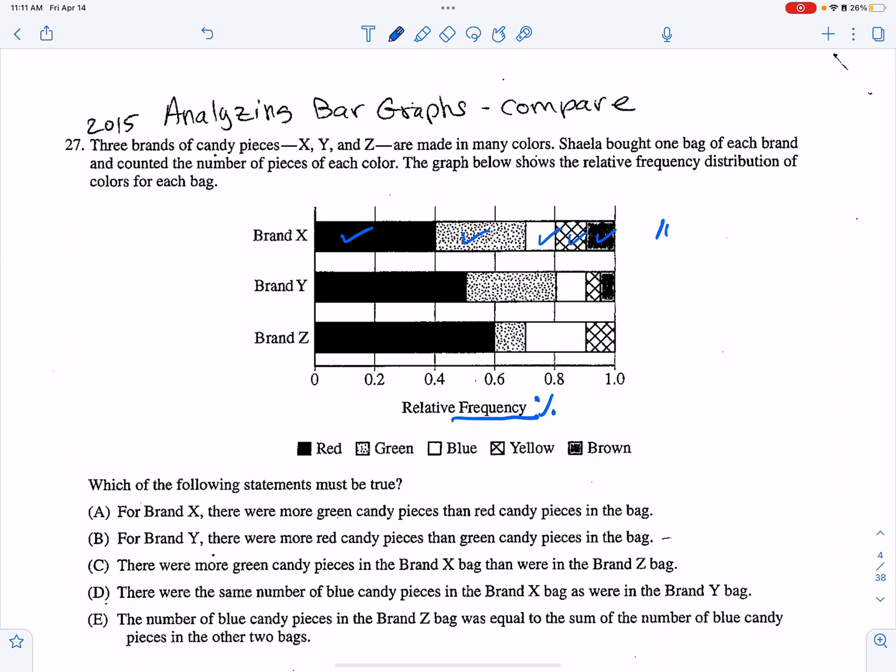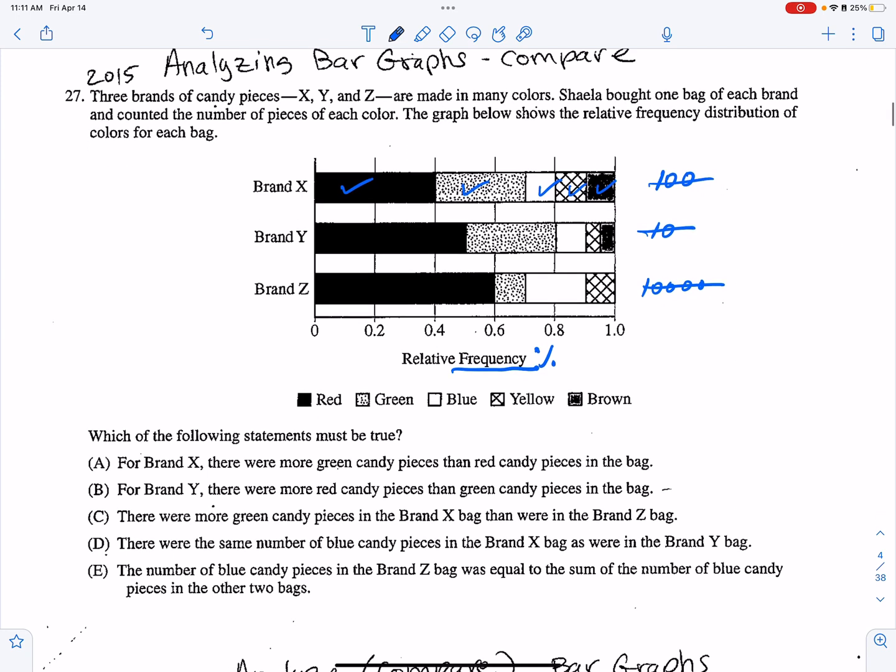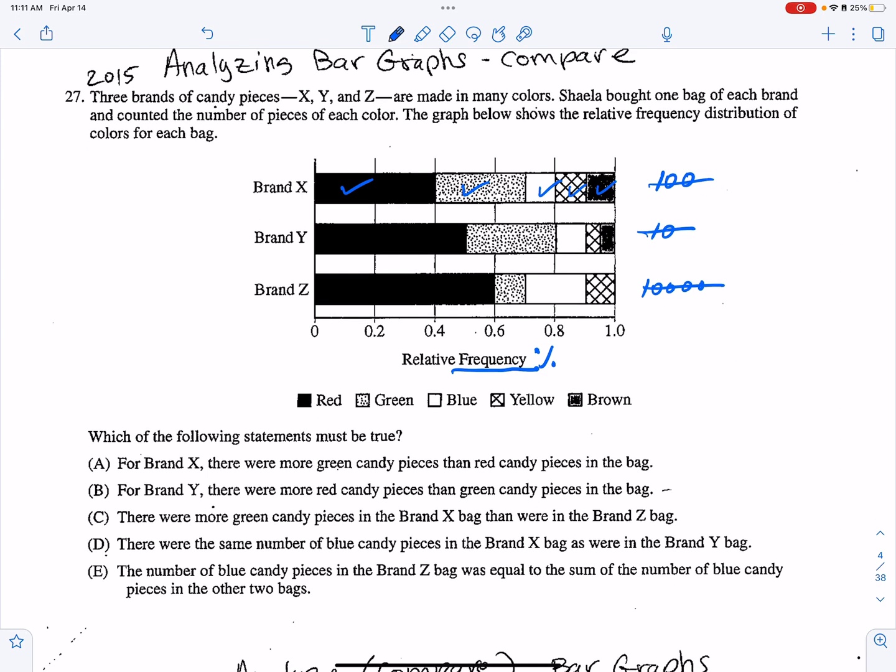Because if I had 100 in brand X and maybe 10 here and maybe 10,000 there, obviously, I don't know that, and it's going to change within. So I can't compare brand to brand as far as how many have more. I only can compare within. So that's the biggest thing to be careful on that. So let's just do this one here and see.